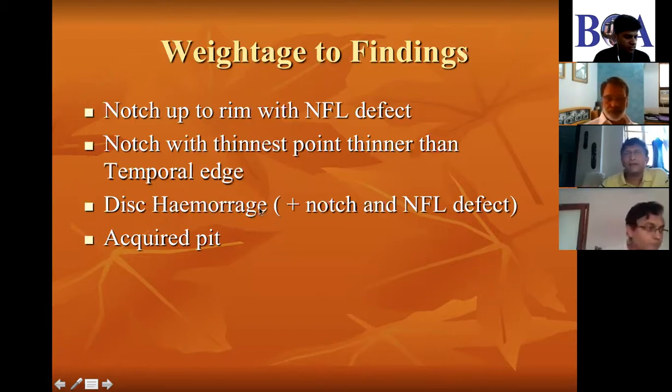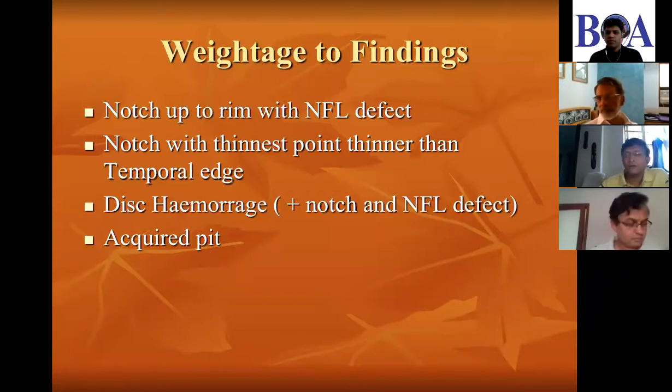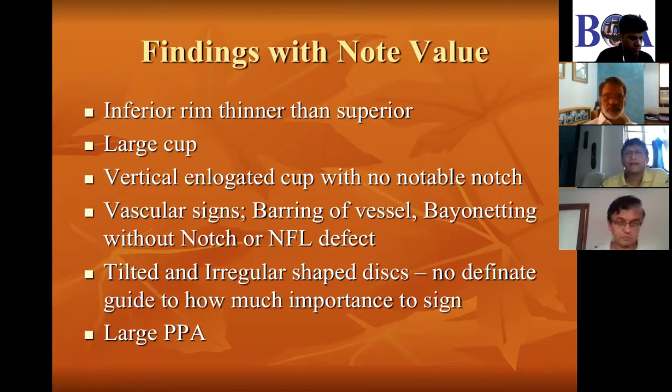If there is a disc hemorrhage at the margin of the disc, especially accompanied with a notch and a nerve fiber layer defect, then it is very specific, and an acquired pit. These are the changes which, if you see them on a disc, you are going to give maximum weightage. Other findings which I am pointing out here can be what I call note value. You definitely have to look for them.